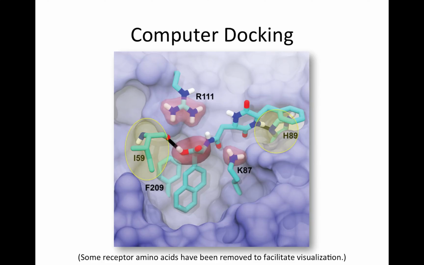Specifically, it may form 2 hydrogen bonds with the amino acids isoleucine 59 and histidine 89. Additionally, the negatively charged carboxylate group on the predicted inhibitor may interact with the positively charged amino acids arginine 111 and lysine 98. Finally, the naphthalene moiety of the inhibitor is predicted to form a pi-pi stacking interaction with phenylalanine 209, just as the adenine ring of the endogenous ATP substrate does. Although this docking pose seems reasonable, only experimental testing can confirm the efficacy of this predicted inhibitor.